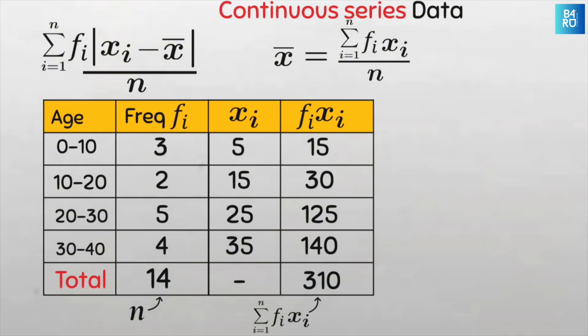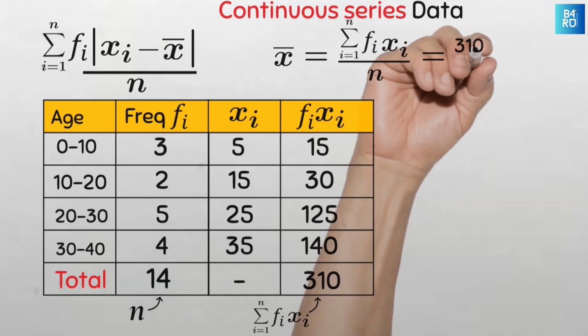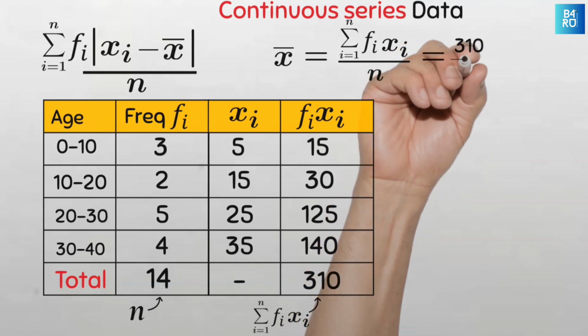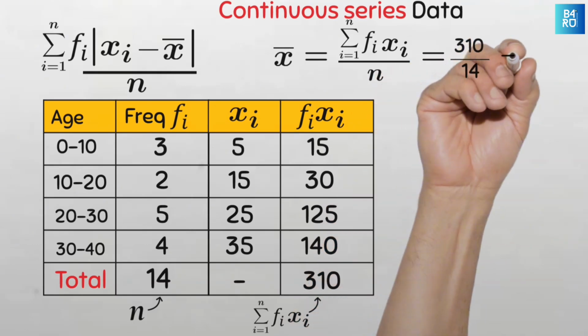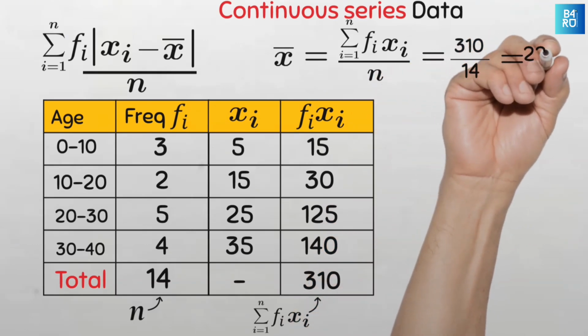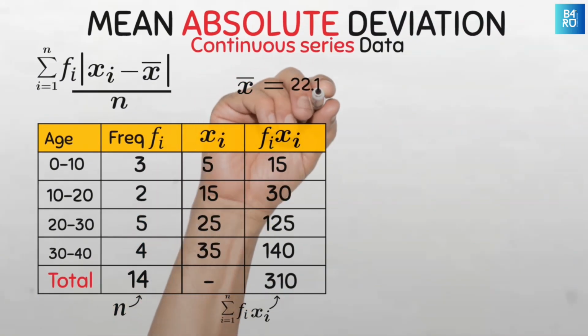So we already have the numerator of this formula as 310, and then we'll divide by the number of data values, that is n, and we know n is equal to 14, right? So 310 divided by 14, that's 22.14. So our mean, that's the x bar, is 22.14 months.